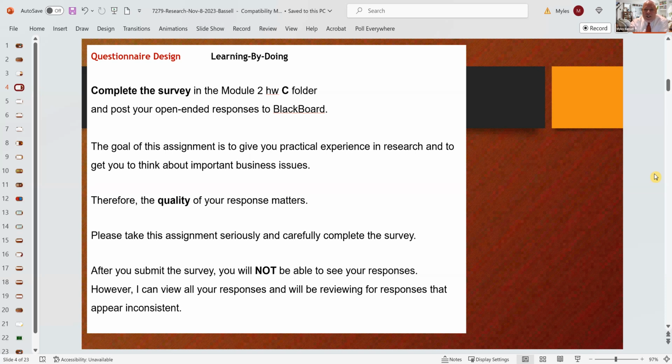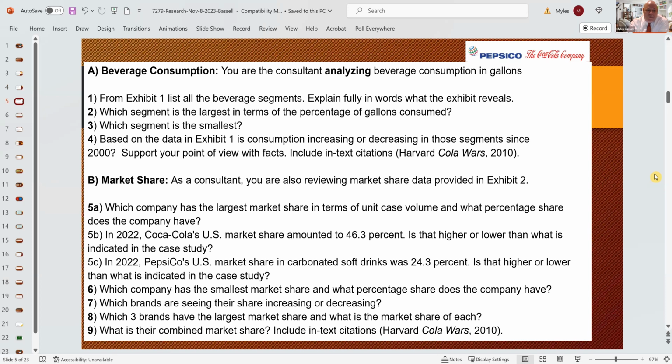Then these are the questions for the case. It might look like there's a lot of questions, but the questions are very straightforward. Again, the purpose of these questions is to guide you and help you focus on aspects of the exhibits that are important.